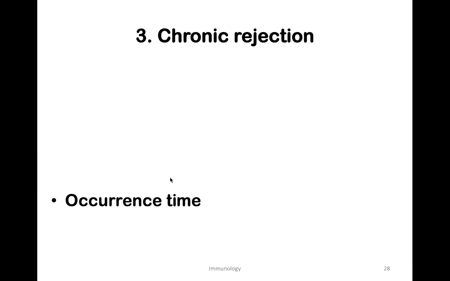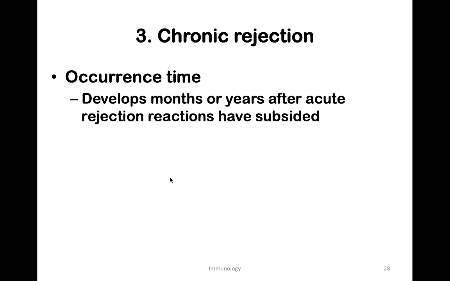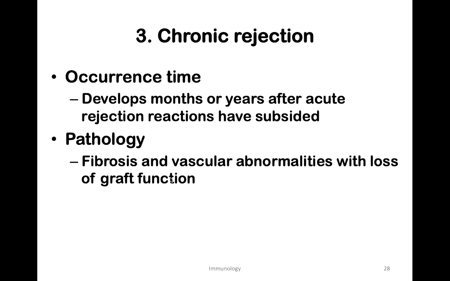The third type of rejection is chronic rejection. The occurrence time is quite elongated in this. It develops from months to years after acute rejection has subsided. There are mechanisms to subside the acute graft rejections, whereas these reactions take several months or years to form, and most of the time chronic rejection is irreparable. It involves fibrosis and vascular abnormalities with loss of graft function.